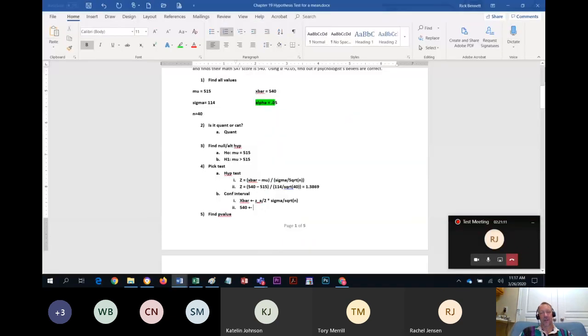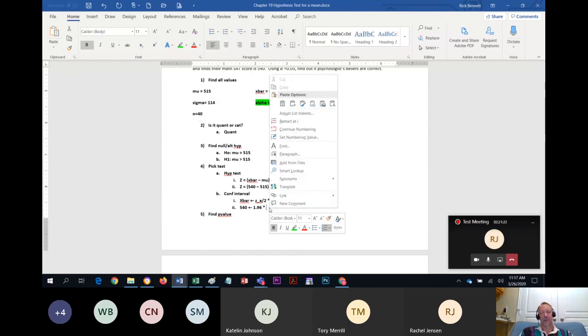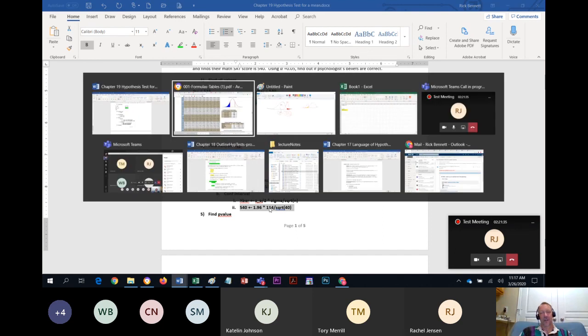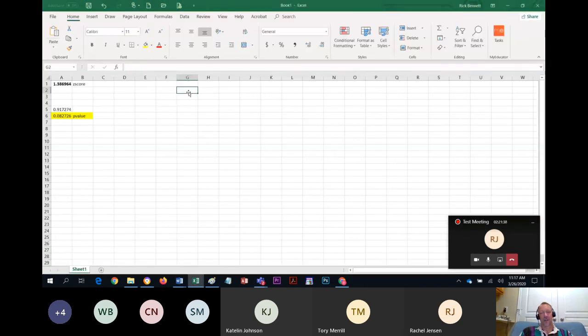1.96 times your sigma, which Carter helped us find earlier here, which was 114. 114 divided by the square root of, in this case, 40. Okay, so I'm going to plug this in to my spreadsheet right here. So that was our thing. So we did confidence interval. So you got your lower and you've got your upper. I'm going to paste that.